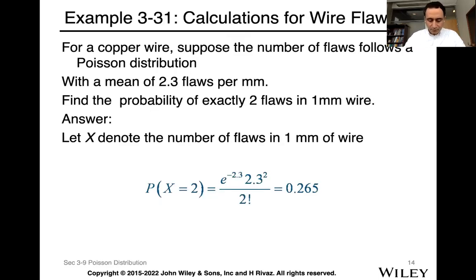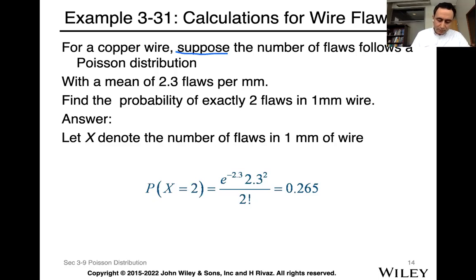So let's look at one example. For a copper wire, suppose the number of flaws follows the Poisson distribution, right? Here we say suppose, but it's not really suppose. In reality, that's the case. The number of flaws in some product will likely follow the Poisson distribution. So this is not an unrealistic assumption, with a mean of 2.3 flaws per millimeter, right?